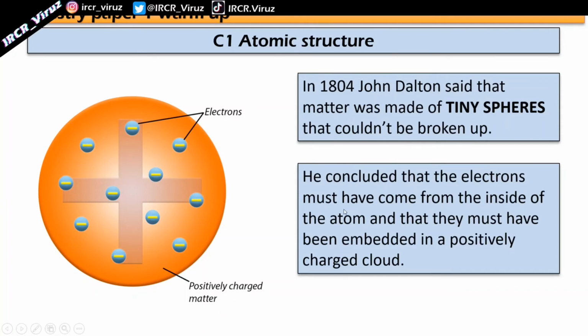He concluded that the electrons must have come from the inside of the atom, and that they must have been embedded in a positively charged cloud. Okay, so this is what we call the plum pudding model, because you have a positive cloud with the electrons embedded into it, and when looking at it from the top, it does look like a plum pudding, the popular dessert at the time.